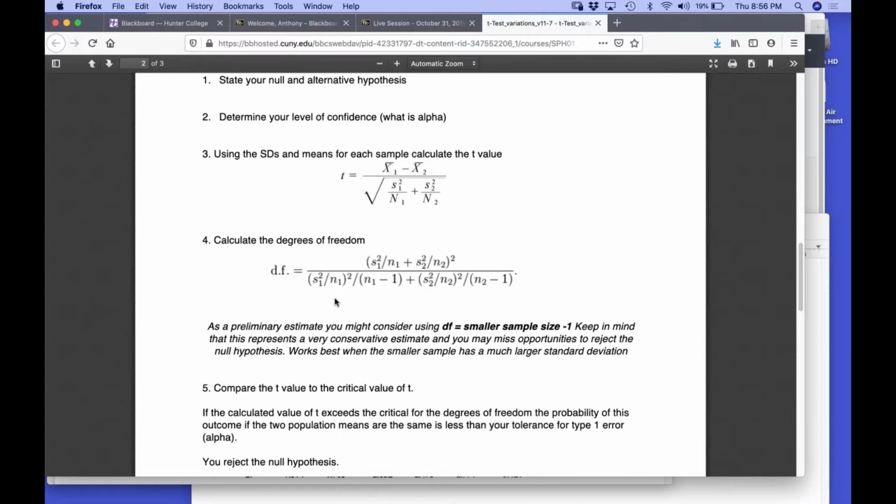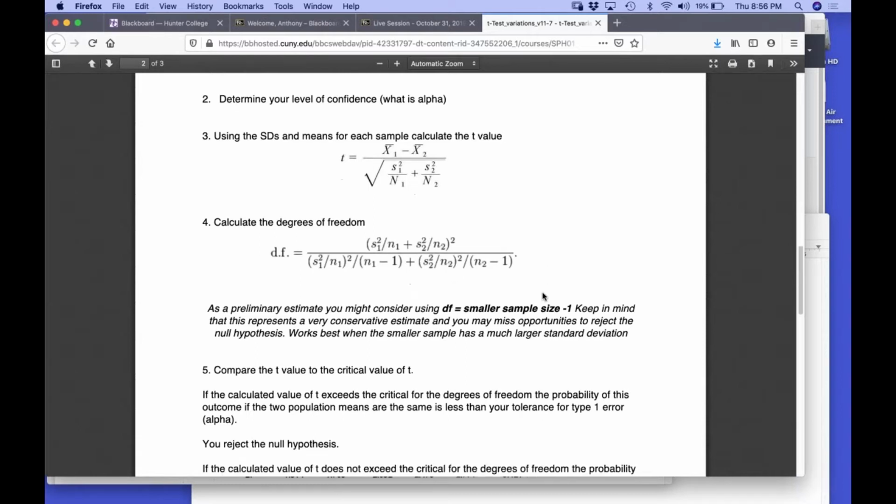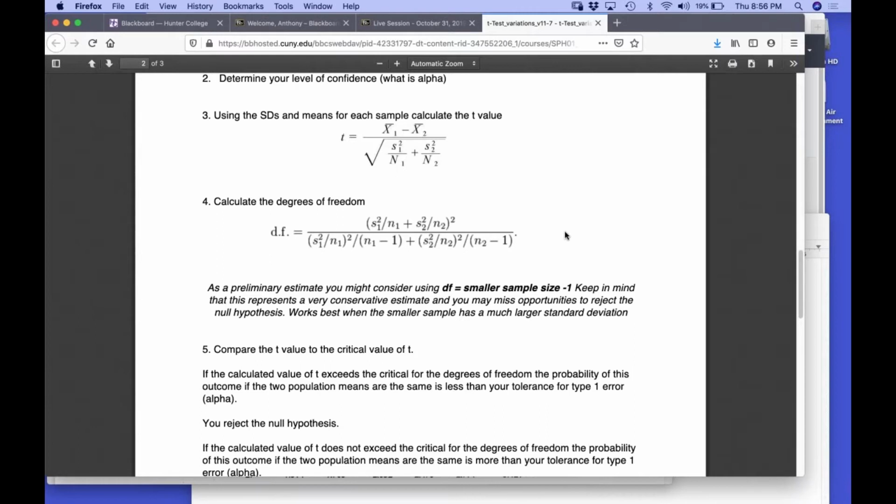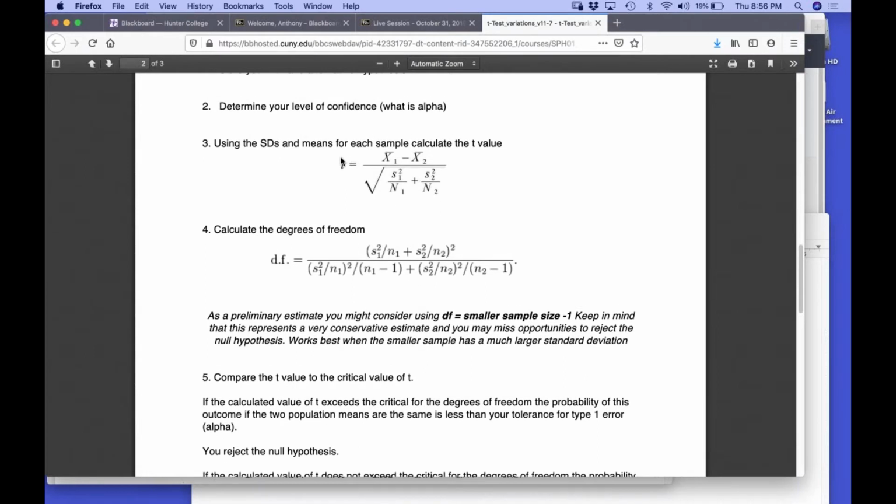You could miss rejecting a null hypothesis when you could have, but it's still going to be close enough that you'd say, I was so close to the t-score that maybe it was just because I was very conservative with degrees of freedom. So you could go back and calculate it carefully if you needed to. You compare your critical value of t, which is based on the degrees of freedom and the table, to the t that you calculated to see if the two means are far enough apart for you to reject the null hypothesis.